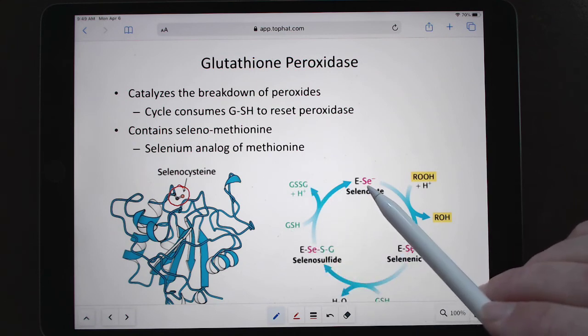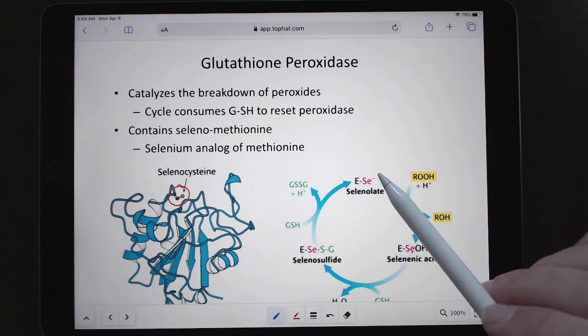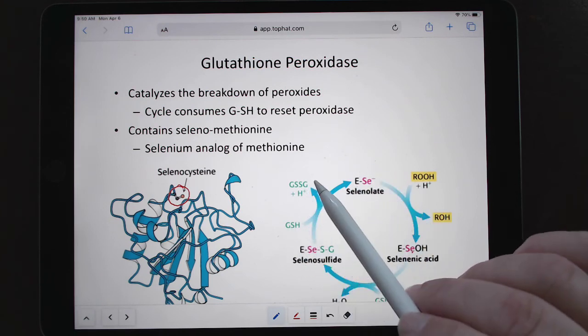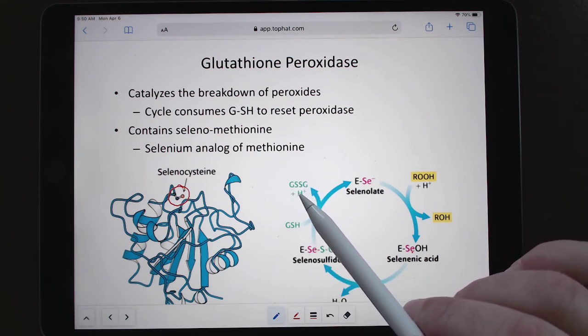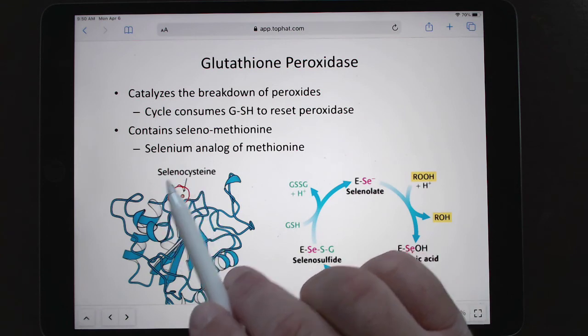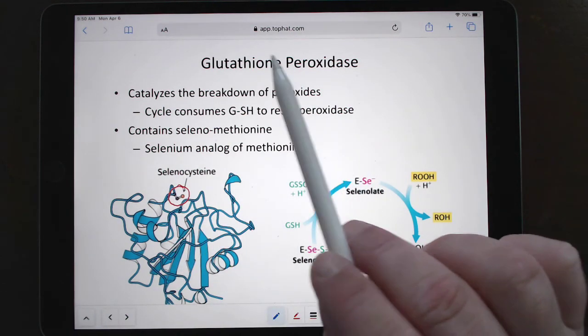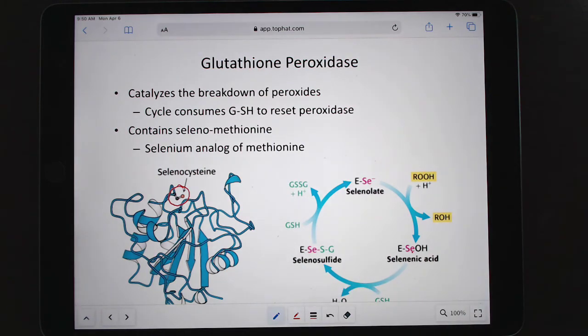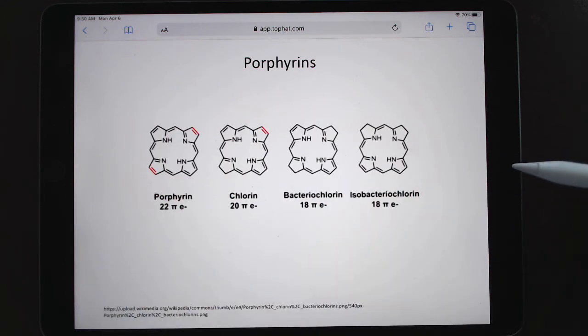and then we have another glutathione come in here, reduce this down further to get back to the selenate of that process, and in doing so, we're going to reduce the glutathione down to the disulfide. Okay, so it's the selenocysteine that does the actual chemistry, but the glutathione itself is what we sacrifice in order to be able to do this chemistry.